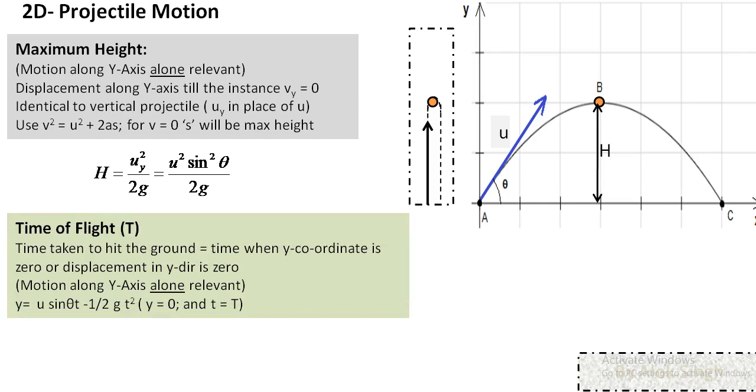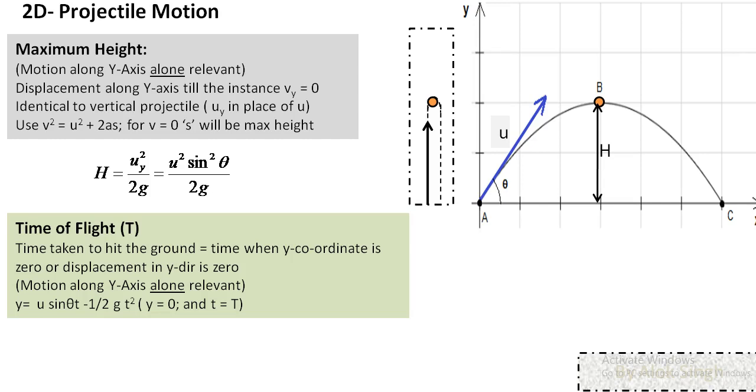Then we come to time of flight. What exactly do we mean by time of flight? If we look at the motion, time of flight is when the particle hits the point C or the particle hits the ground. So again we look at how we define the particle hitting the ground. What is the condition when the particle hits the ground?